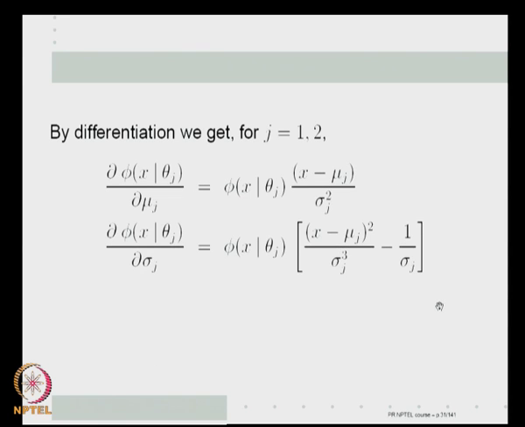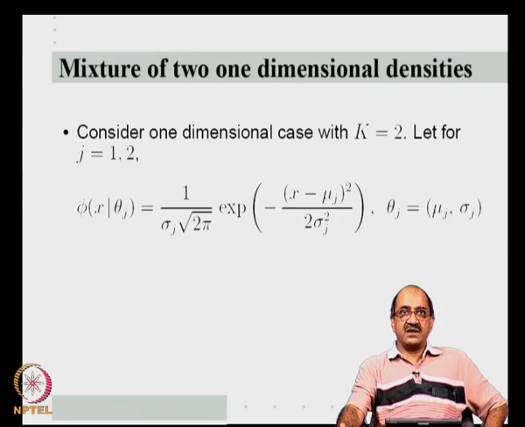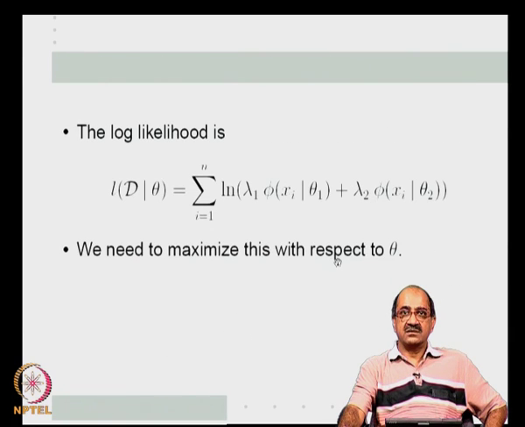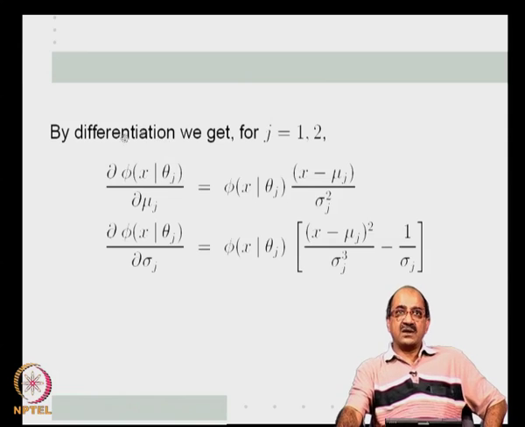That is easily done, simple differentiation. If I want the derivative of this with respect to mu j, I get this factor as it is, times the exponential of this as it is, multiplied by the 2 that will come out and cancel with this 2, x minus mu j by sigma j square, and another minus will cancel this minus. So, essentially what I get is the same phi of x given theta j multiplied by x minus mu j by sigma j square. That is, del phi of x given theta j by del mu j is phi of x given theta j into x minus mu j by sigma j square.